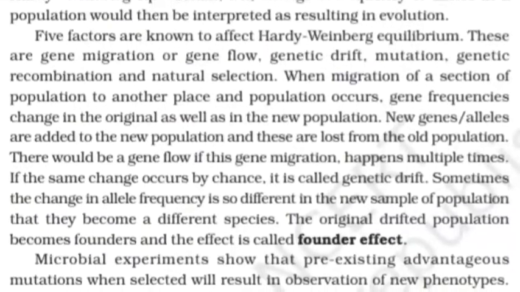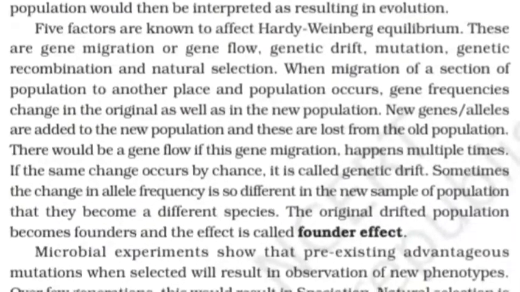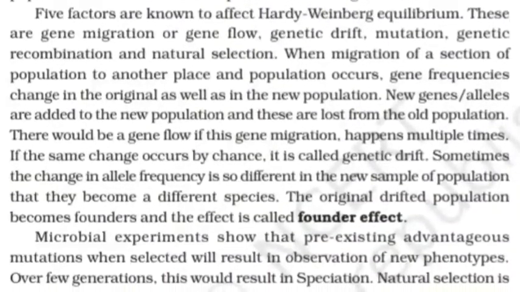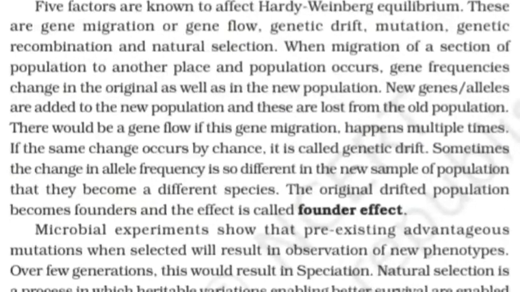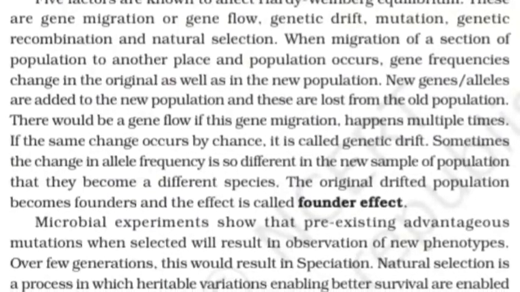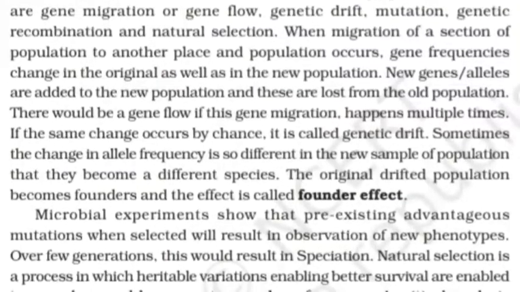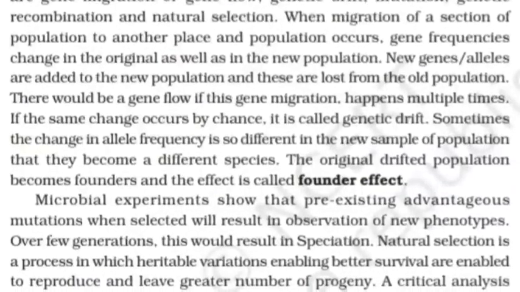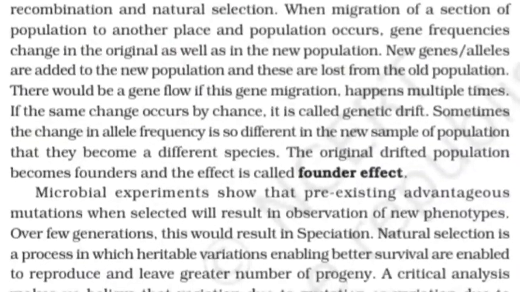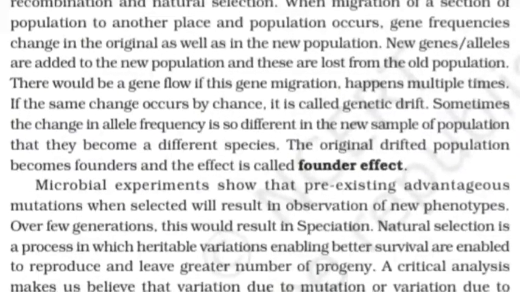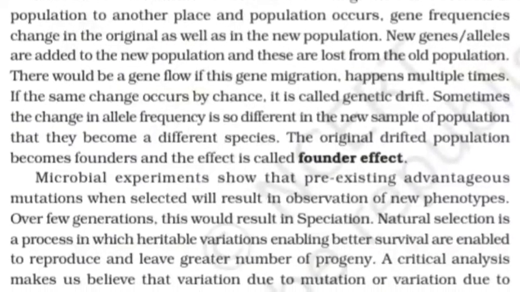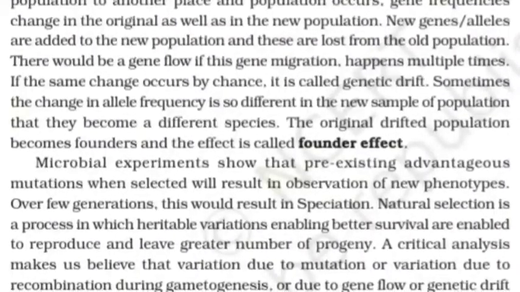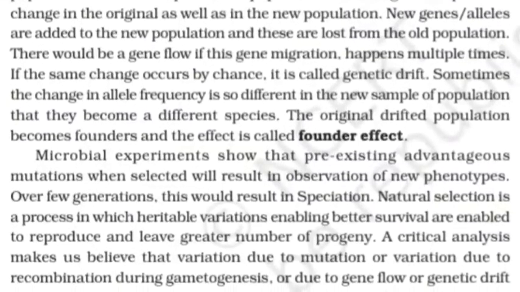Five factors are known to affect Hardy-Weinberg equilibrium. These are gene migration or gene flow, genetic drift, mutation, genetic recombination and natural selection. When migration of a section of a population to another place and population occurs, gene frequencies change in the original as well as in the new population. New genes or alleles are added to the new population and these are lost from the old population. There would be a gene flow if this gene migration happens multiple times.